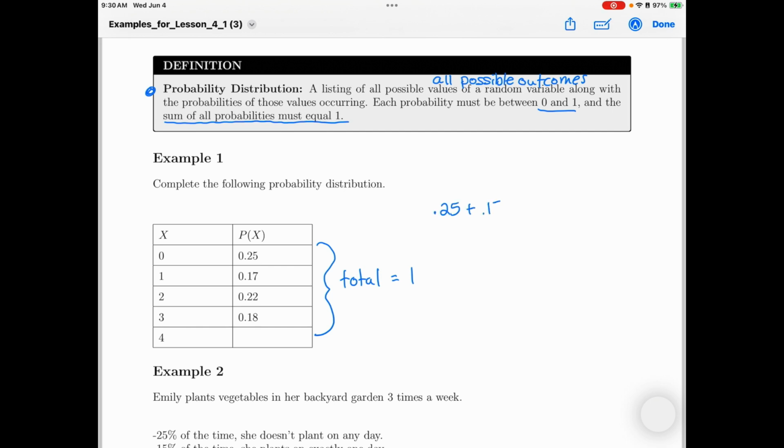So in order to figure out what that missing value is, I'm going to add 0.25 plus 0.17 plus 0.22 plus 0.18. And when I add those all up, I get 0.82. Since the sum needs to be 1 for a total of all of them, then what's left over is 1 minus 0.82, which is equal to 0.18. So the probability for x equal to 4 is going to be 0.18 in order for this to be considered a probability distribution.